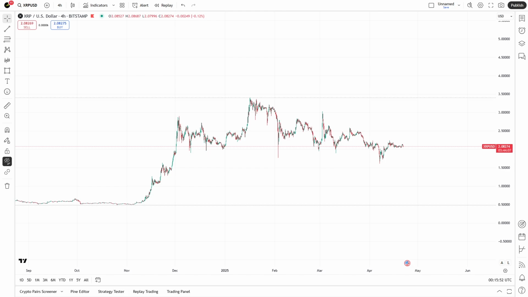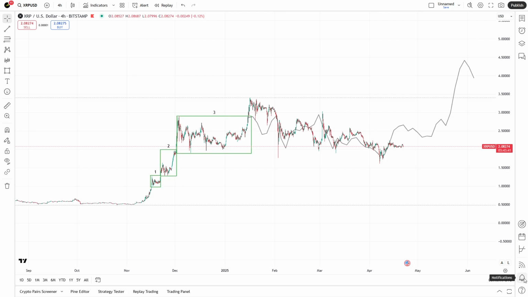I believe where we are at this present moment is a very unique point in history. There's a lot taking place, and honestly, some of this is stuff that we haven't really experienced before in crypto. So let's dive into the XRP chart and examine what I believe is taking place.